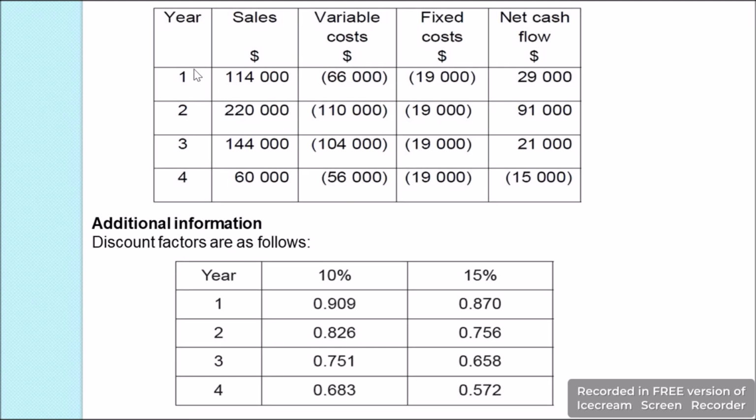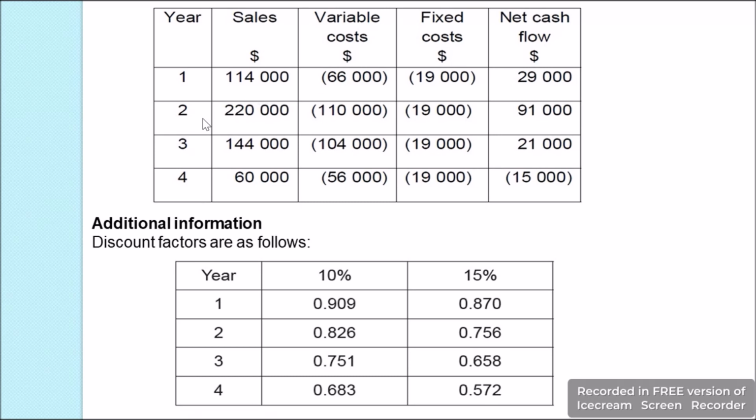Now let's calculate the net cash flow. We'll start with year 1. We have calculated the sales as $114,000, and from there we subtract the variable cost, which we have calculated as $66,000, and the fixed cost, which was given as $19,000. So we get the net cash flow as $29,000.